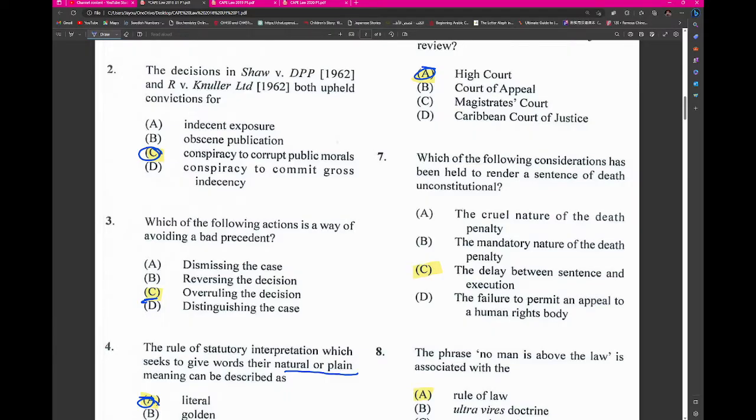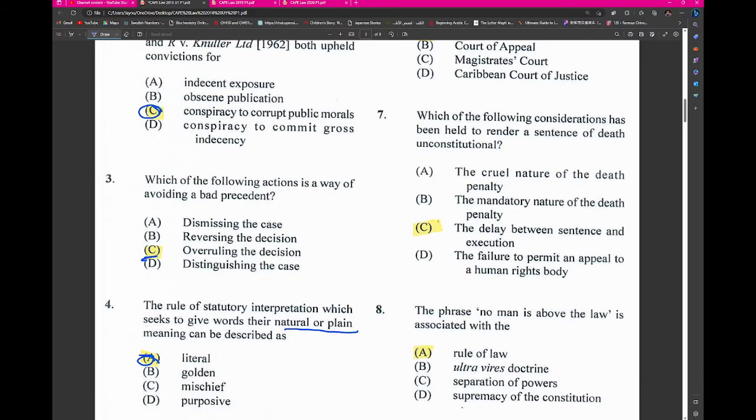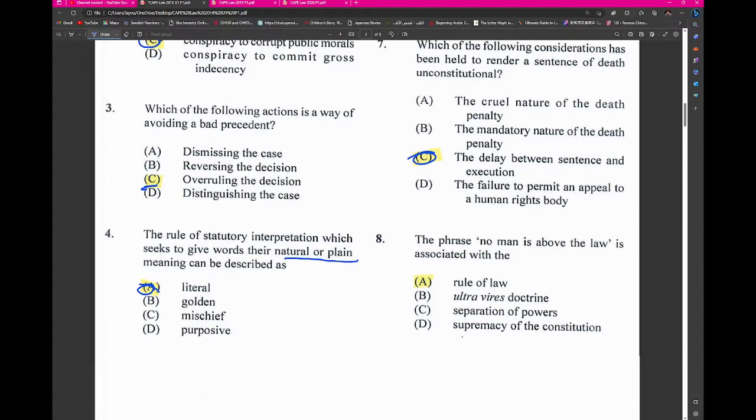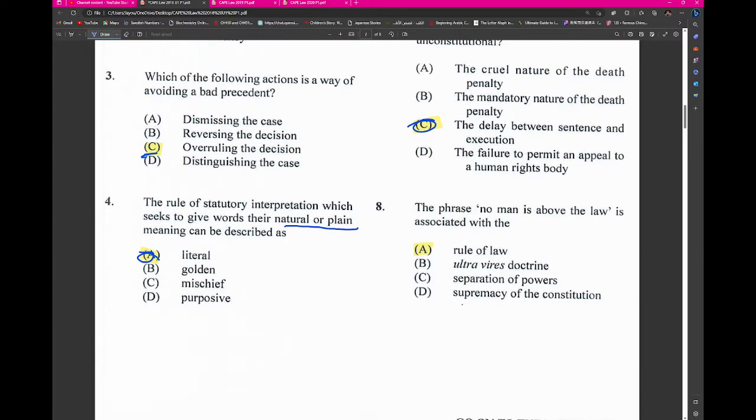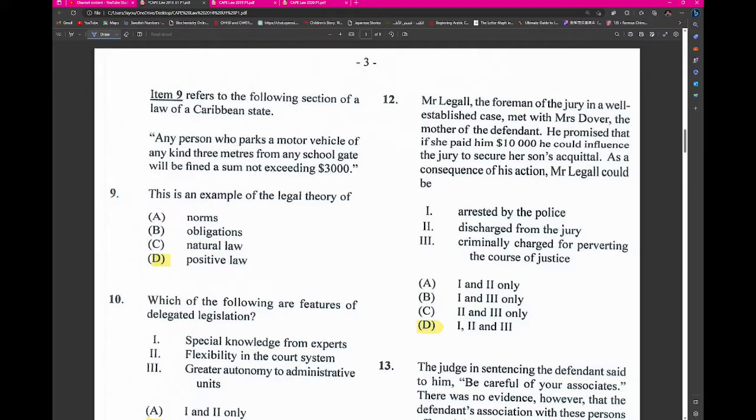7. Which of the following considerations have been held to render a sentence of death unconstitutional? Here, remember Pratt. So, what Pratt and Morgan v. Attorney General of Jamaica. The phrase "no one is above the law" is associated with the rule of law. This is an example of the legal theory here. Okay, so this has nothing to do with morals. So no morals and no religious figures, so positive.